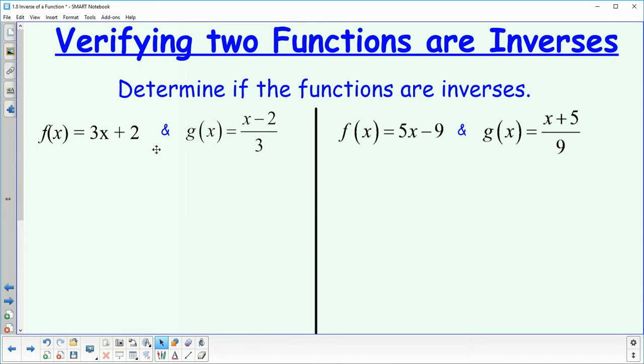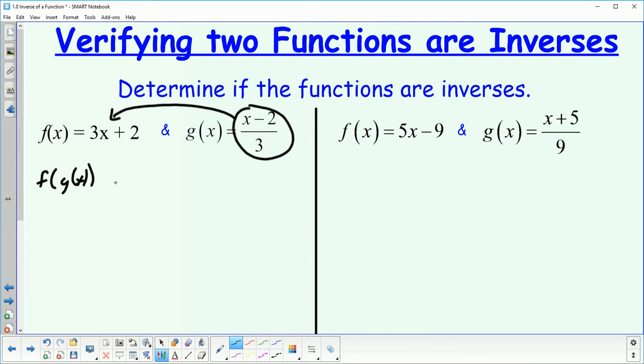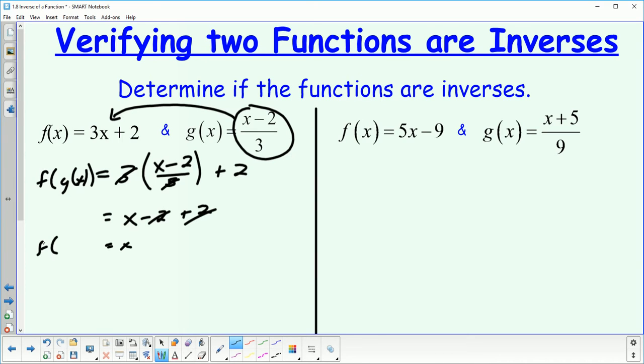So if we've got two examples here, I want to first test f of g of x. That means I'm taking this whole thing, g of x, and plugging it in for x right here. So I'm going to say 3, and then in parentheses, x minus 2 over 3, plus 2. And I can start by distributing this 3. If I do that, I get just x minus 2, because these 3's will cancel out, plus 2, and now you'll see the minus 2 and the plus 2 cancel out. And so, indeed, that first half is true. f of g of x does equal x.